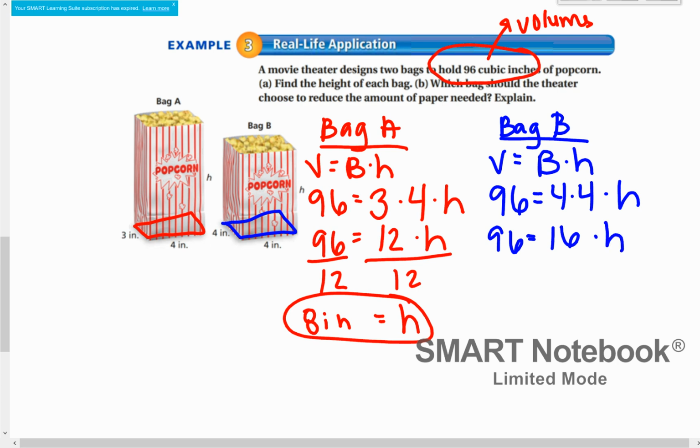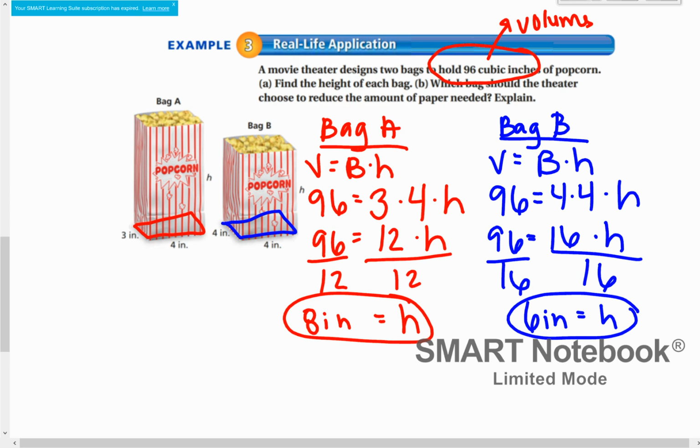To get H by itself, we have to cancel out a times 16. Divide by 16. We have 6 inches equals our height for bag B. All right, so that is what they asked us to find in part A. There's also a part B.